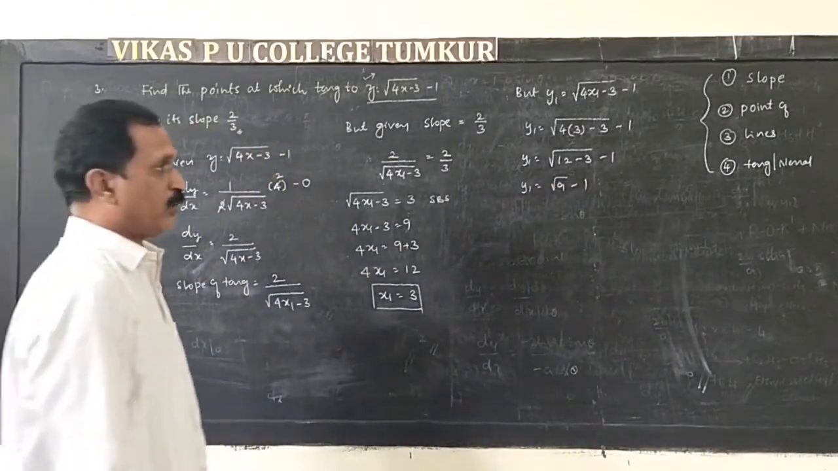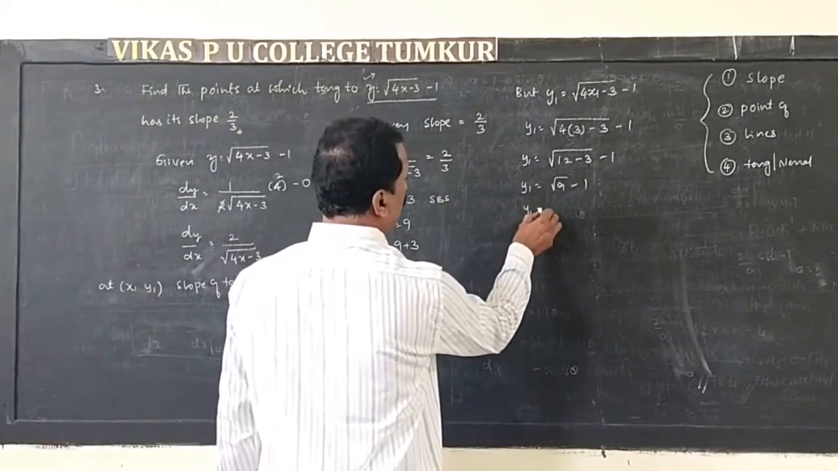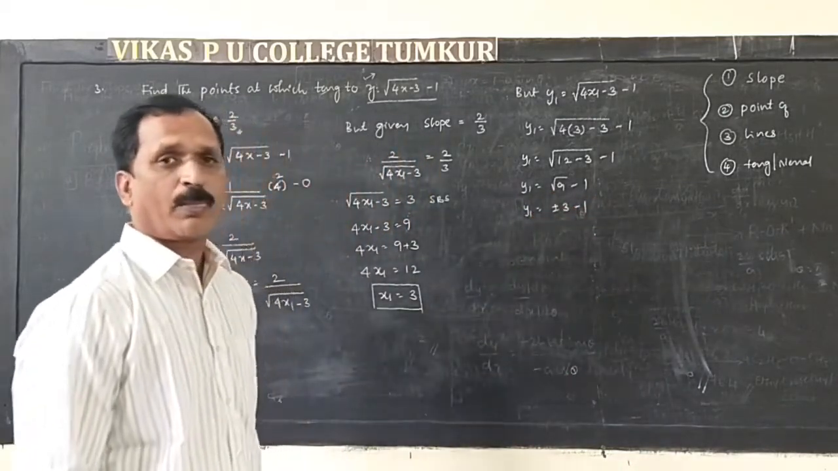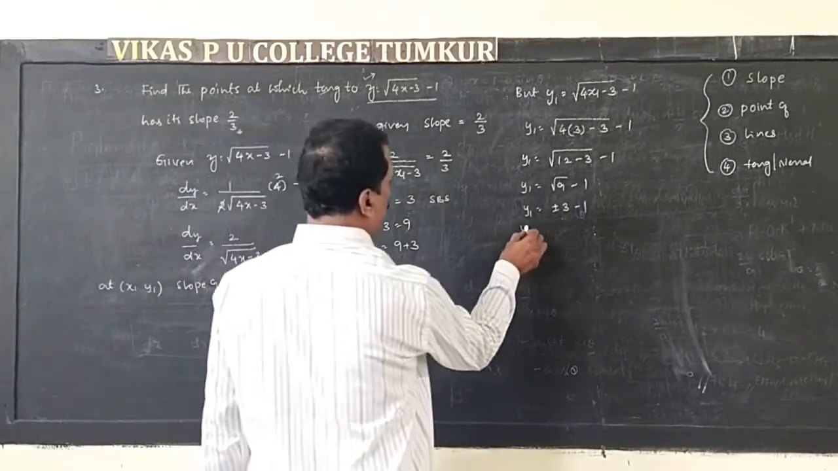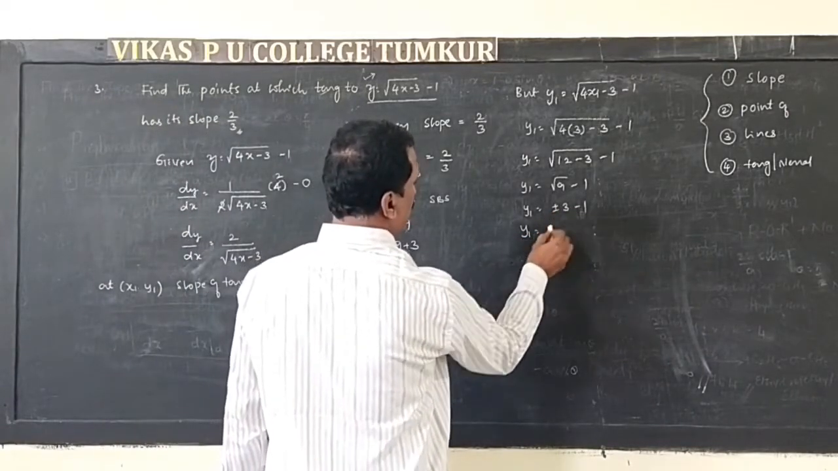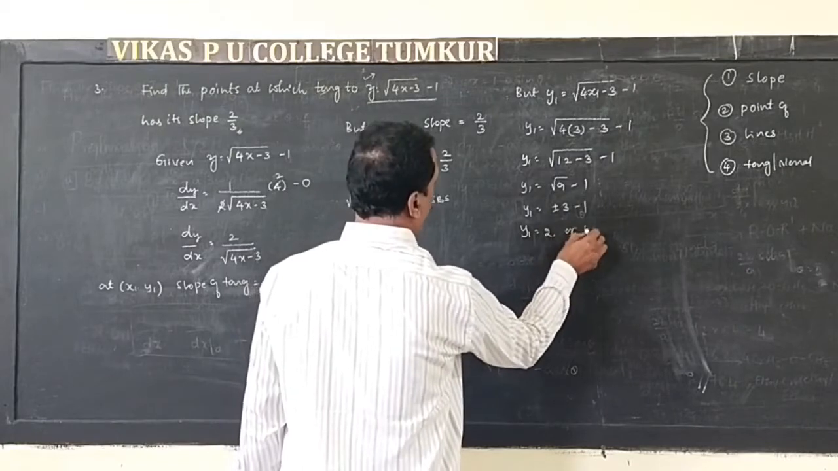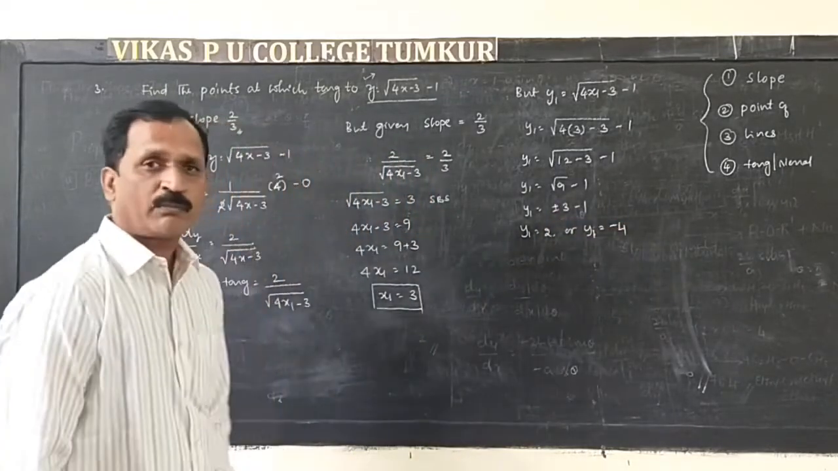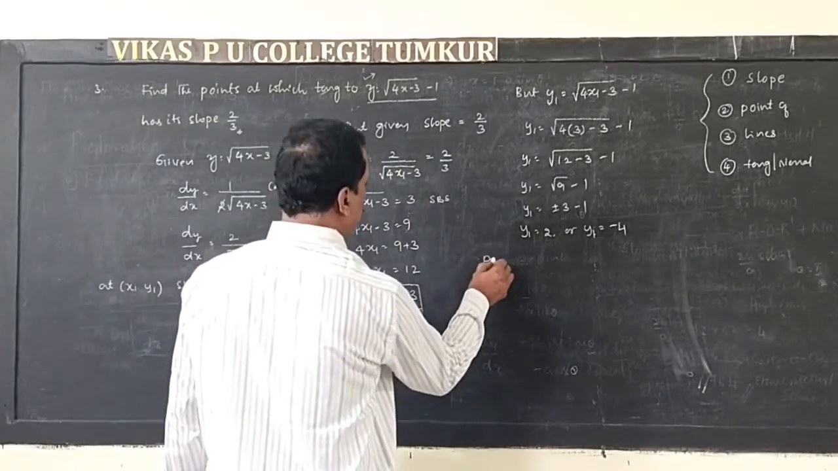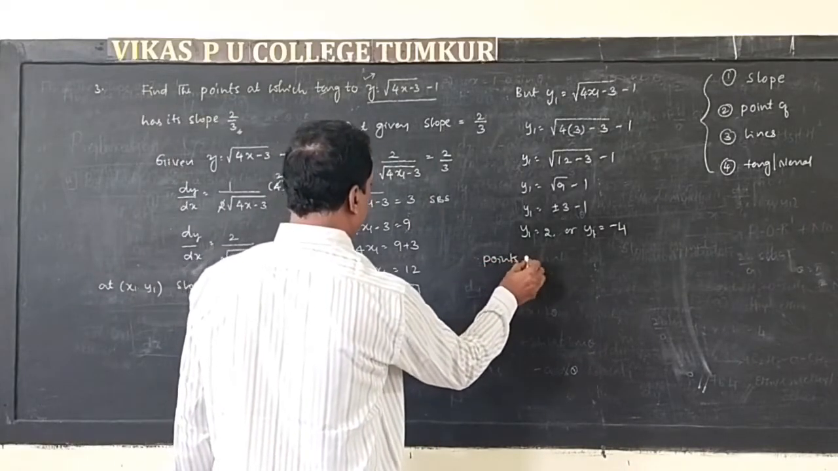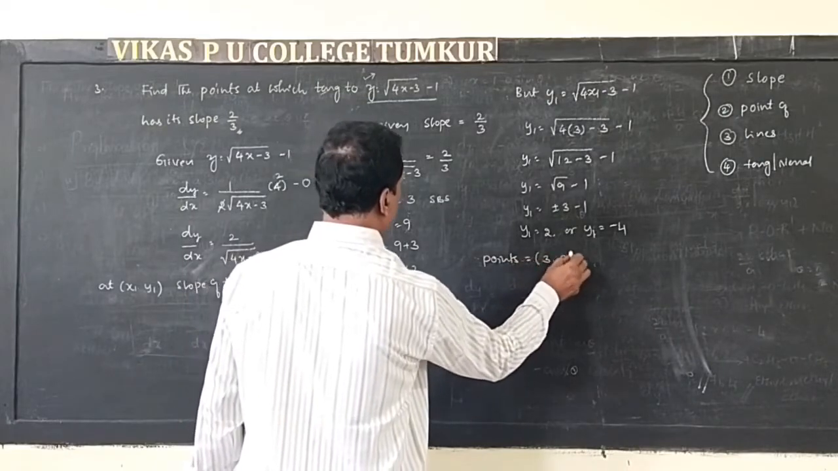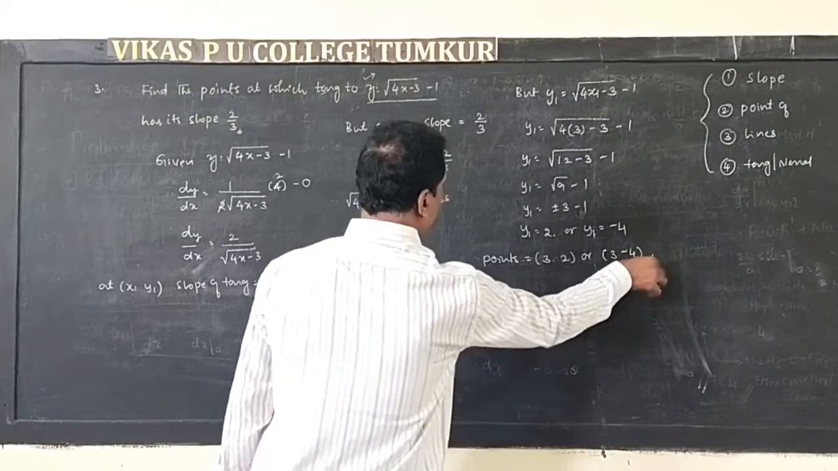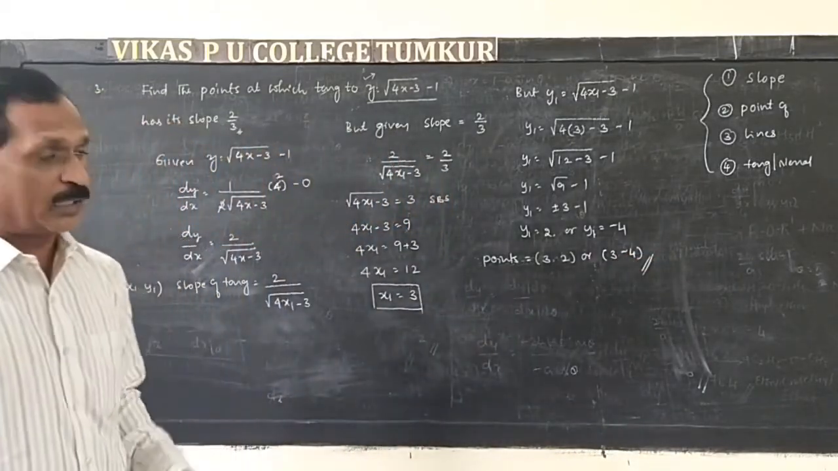Correct? What is root 9? y1 is equal to root 9, that is plus or minus 3, minus 1. So the value of y1 is plus 3 minus 1, that is plus 2, or y1 is equal to minus 3 minus 1, that is minus 4. Therefore, the points are (3, 2) or (3, minus 4), one more point. Right? Got it? Do you understand? So write these things.